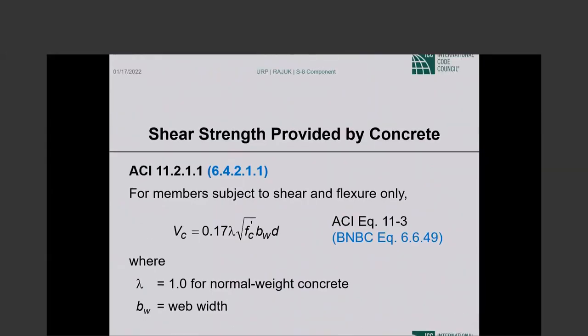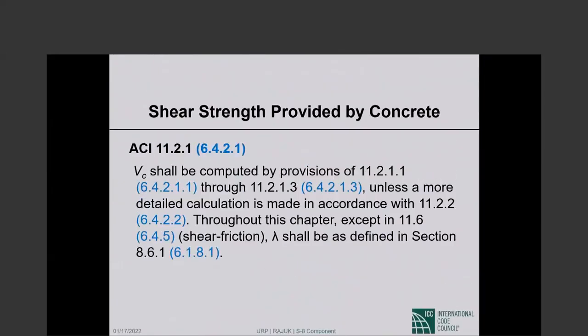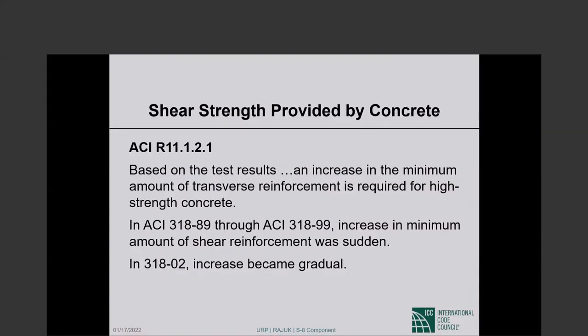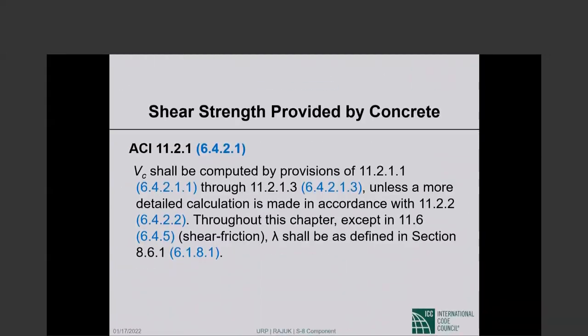Okay, so based on test results, an increase in the minimum amount of transverse reinforcement is required for high strength concrete. So 318-89 through 99, increase in minimum amount of shear reinforcement was sudden. 318-02, increase became gradual, and it will come back as you saw.